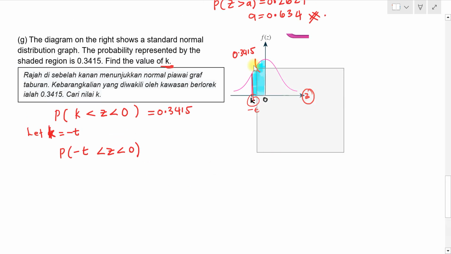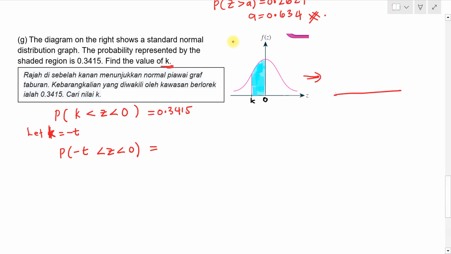So we are going to use the diagram. They already drew it for you. Okay, how to calculate this? We reflect the diagram. What will happen? 0 here. The K I have changed to negative t. So it becomes positive t here.